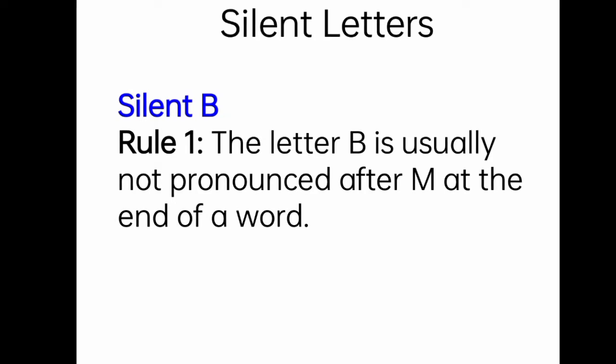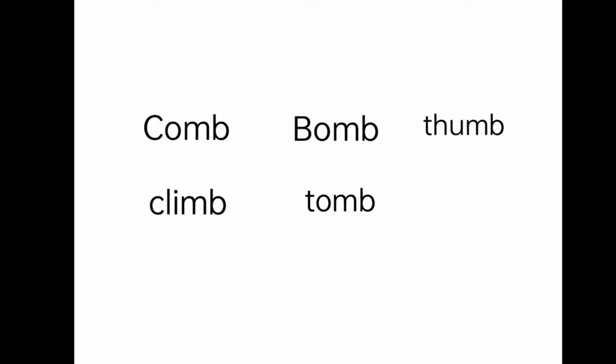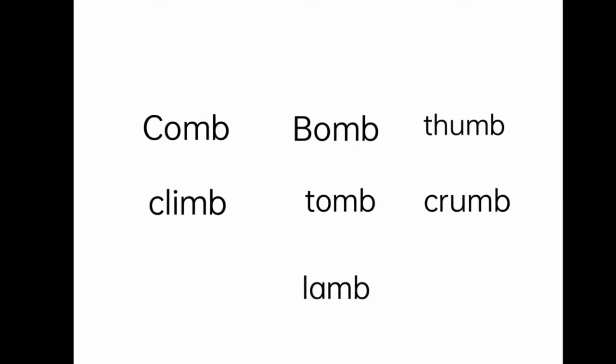Silent B. Rule number 1. The letter B is usually not pronounced after M at the end of a word. For example, comb, bomb, thumb, climb, tomb, crumb, and lamp.